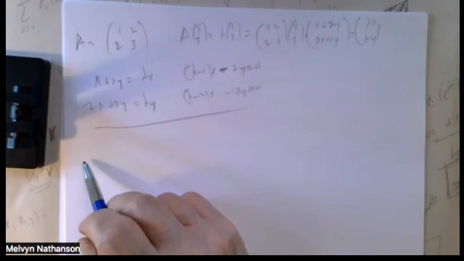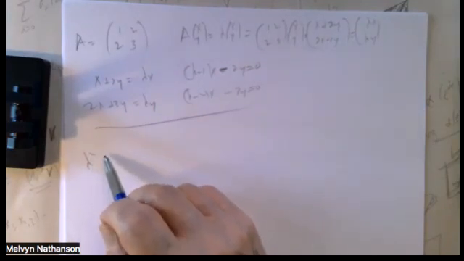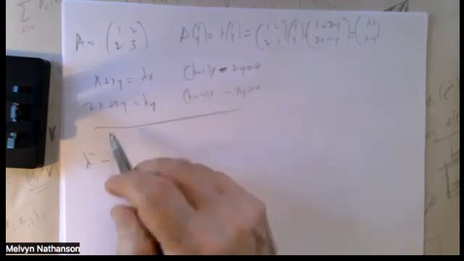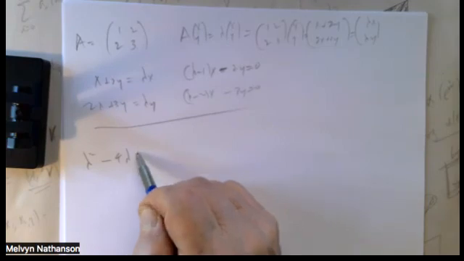In any case, what are the possible values of lambda? So this is A, B, C, D. The quadratic equation is lambda squared minus (A plus D) lambda. A plus D is 4, plus AD minus BC.